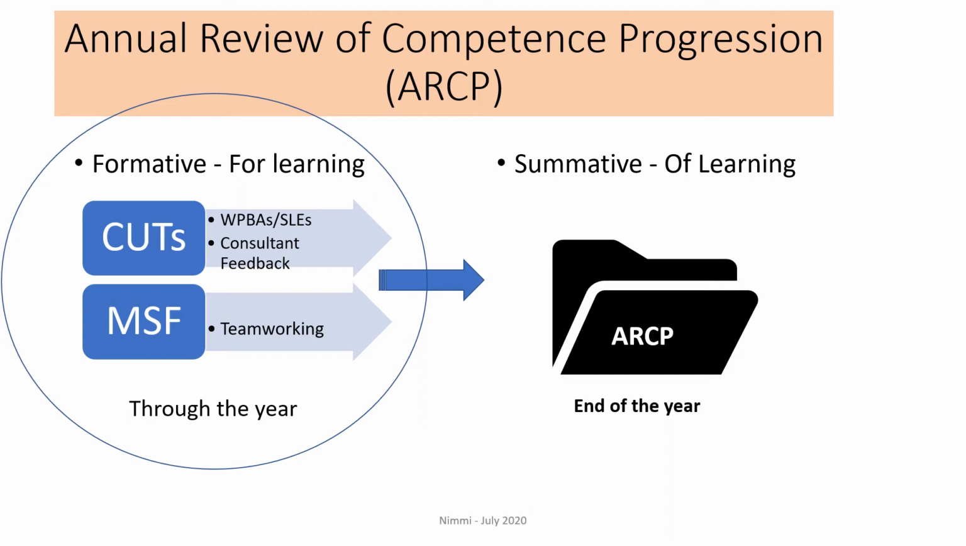This means that they sign a form called a CUT form, or the completion of unit of training form, for each module. In addition to this, 360-degree feedback from the members of your team shows that your training is fit for purpose. This multi-source feedback should be sought at least once a year. The ARCP is a summative assessment that takes place once a year at the end of your training year.